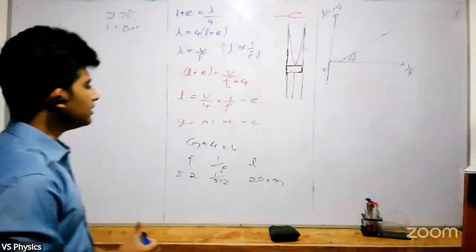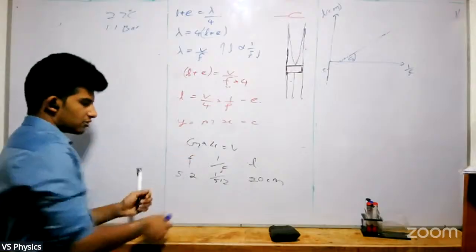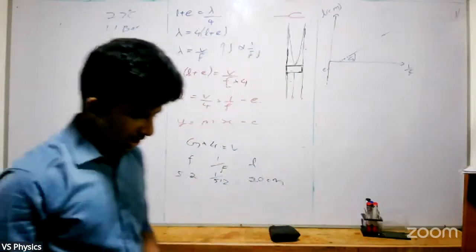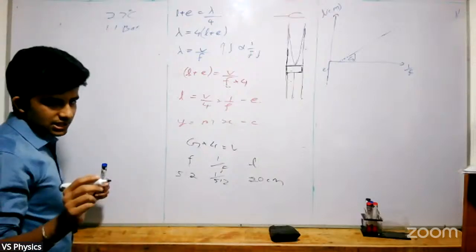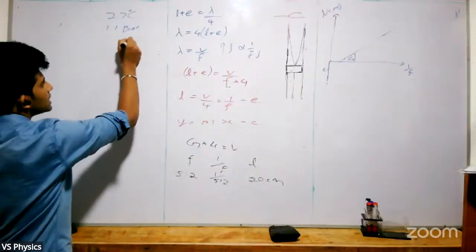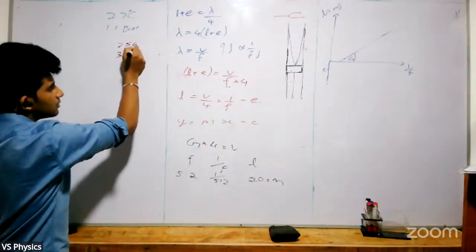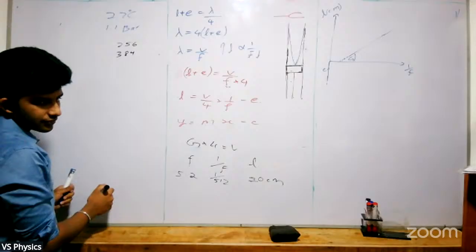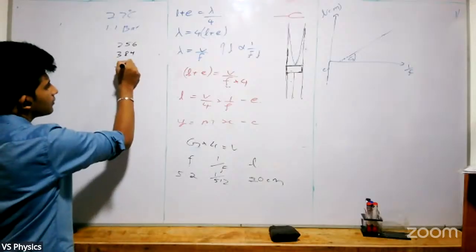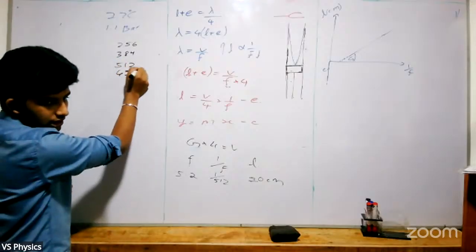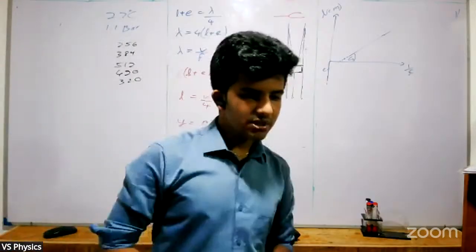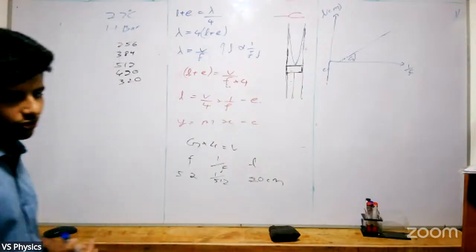Okay? Then we have all sorts of frequencies. As you can see, it says 256, 384, 512, 420, 320. Now, what is the frequency of tuning fork B?